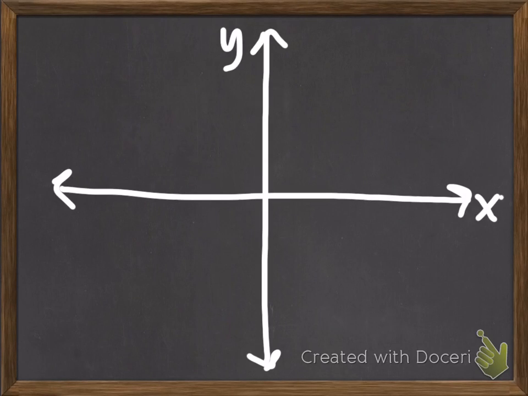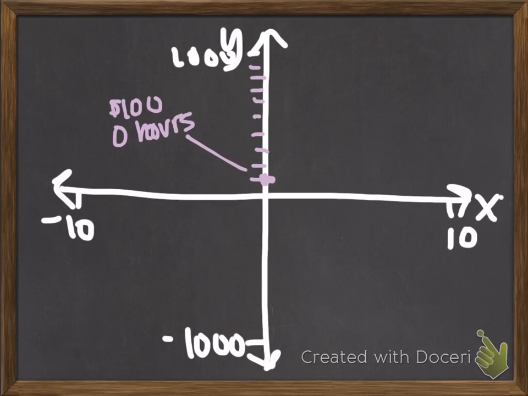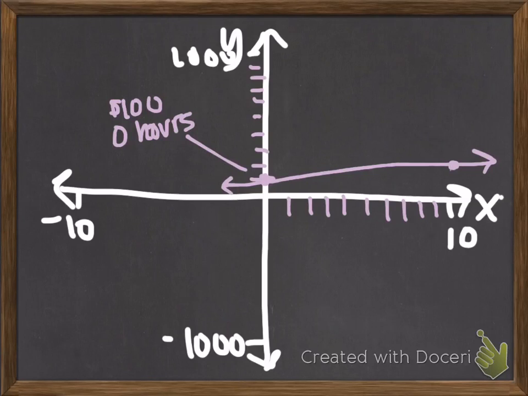And finally, we can look at it in terms of a graph. So I'm going to say that my x-axis goes from negative 10 to 10, and my y-axis goes from negative 1,000 to 10,000. We start with her at $100 for 0 hours worked. And then if she was to work 10 hours, she would get another $100. So her line graphing the relationship would look something like that. So as time goes on, she's making more money.